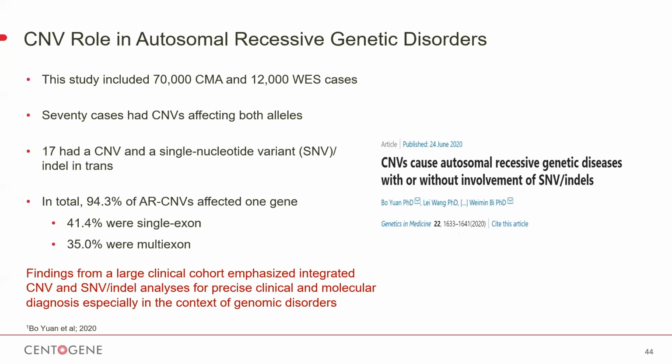Also, out of this data, 94.3% of these autosomal recessive copy number variants affect one gene; 41.4% were single exon and 35% were multi-exon. These are very small deletions and duplications, very high resolution copy number variants that we were not capable of detecting with the old conventional methods, for instance microarray or MLPA. This is very important to highlight the role of copy number variants, and this study emphasizes the importance of integrating them in whole exome sequencing platforms for precise and accurate genetic testing.